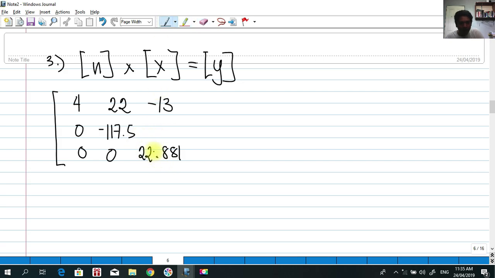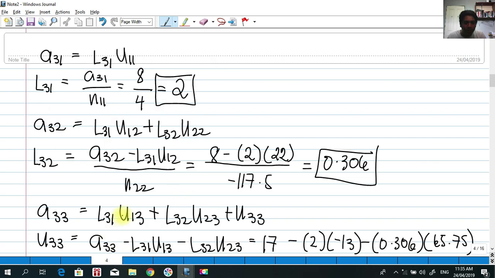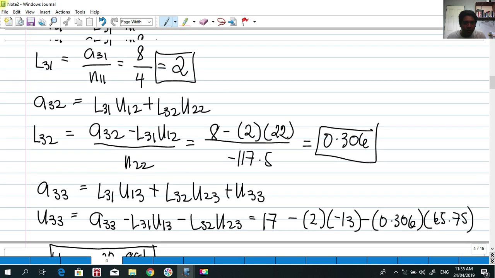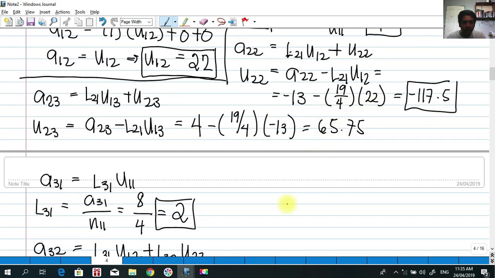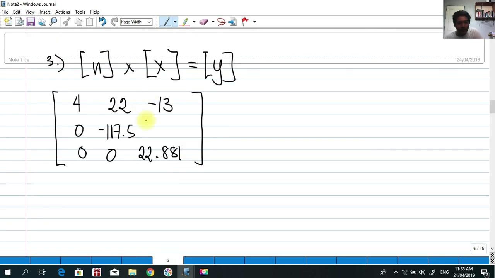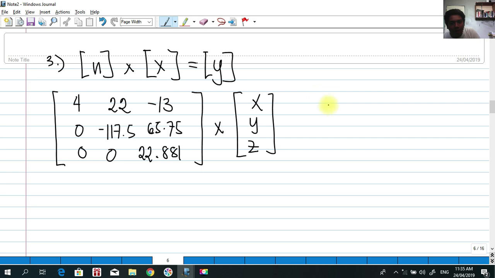And finally, what is our element here? Our element here is U row 2 column 3. So U23. We're going to find U23. Our U23 is 65.75. Now these x are actually the values of what? The x, y, and z. Okay? So that is our unknowns.